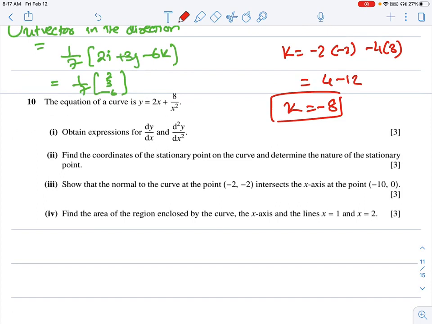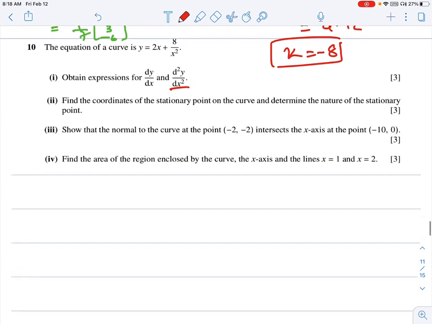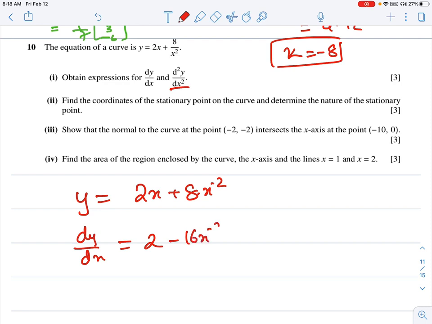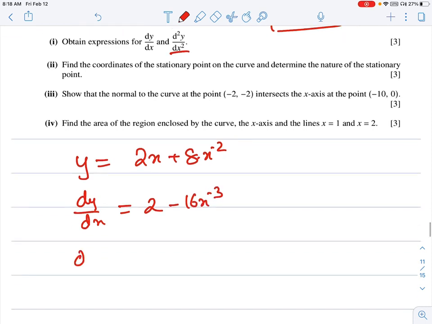Question number 10. Find dy by dx and d square y by dx square. So y is equal to 2x plus 8x to the power of minus 2. So what is dy by dx? It becomes 2 minus 16x to the power minus 3. d square y by dx square becomes plus 48x to the power minus 4.